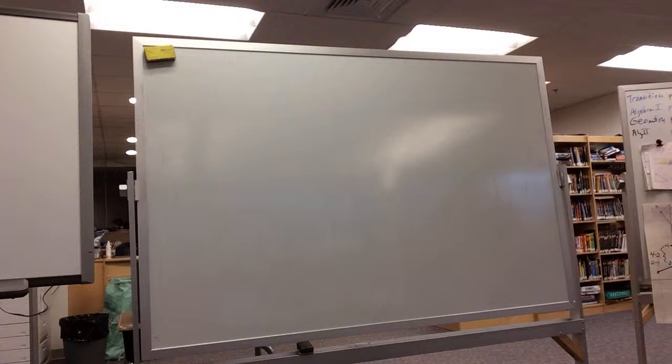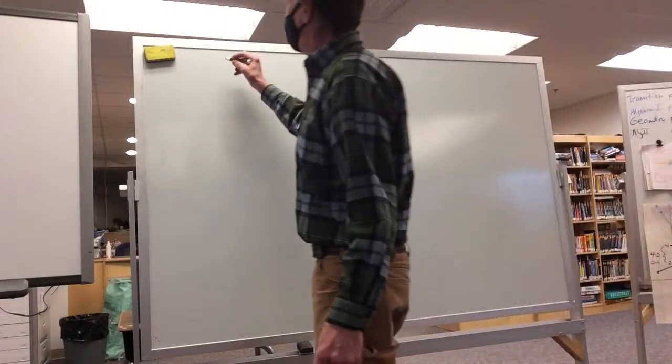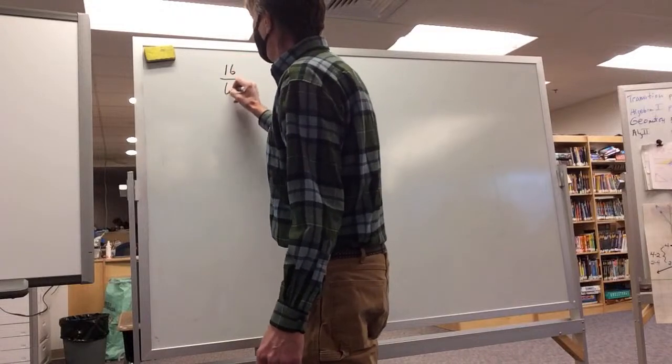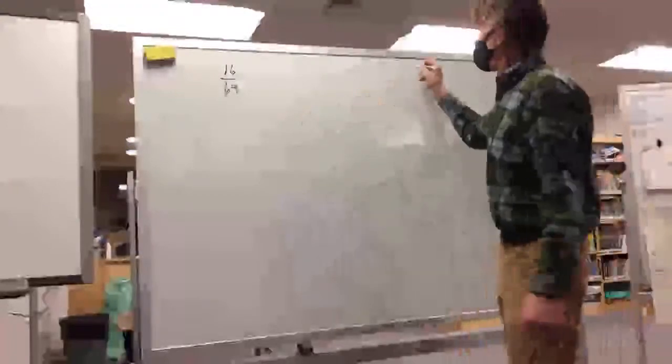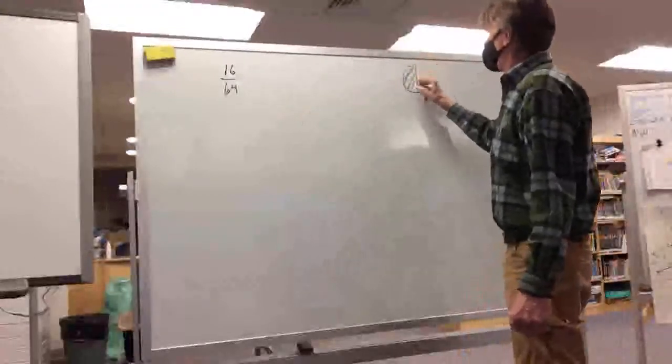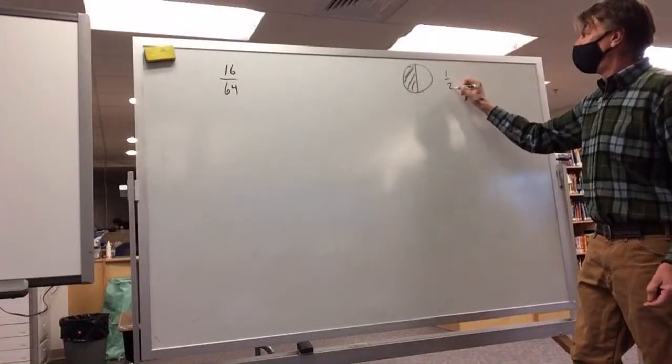Yeah, so the first one they say it's 16 out of 64. And they want to know what percent 16 out of 64 is. So if it's 16 out of, we would write it as 16 out of a total of 64. Just like when you do a half, that's 1 out of 2.